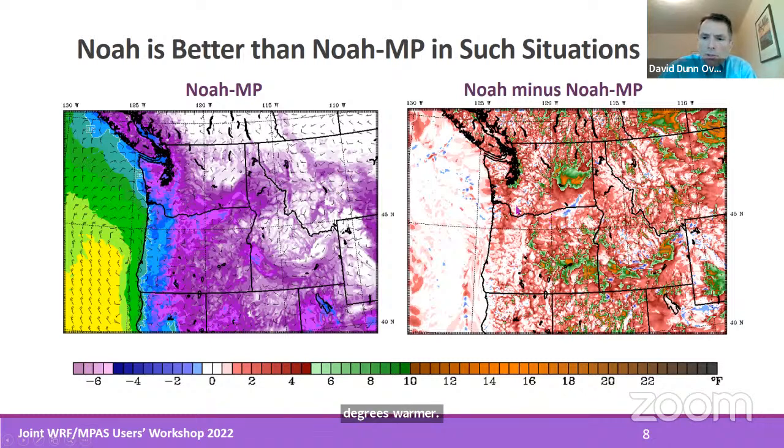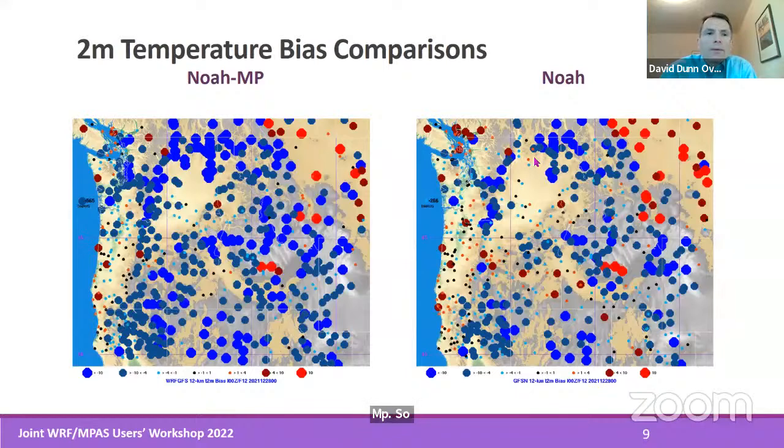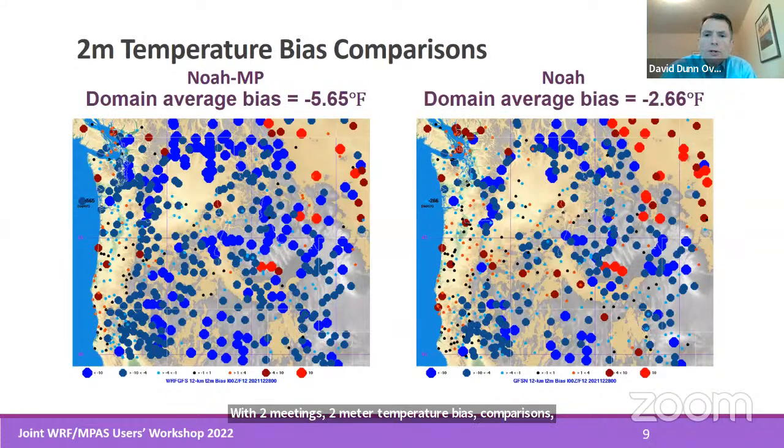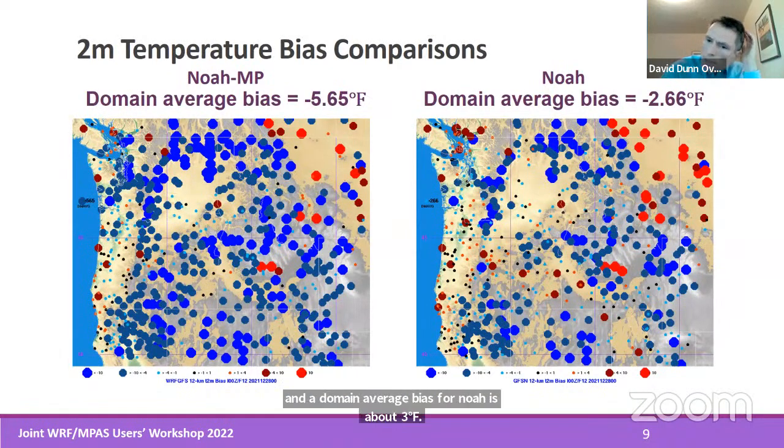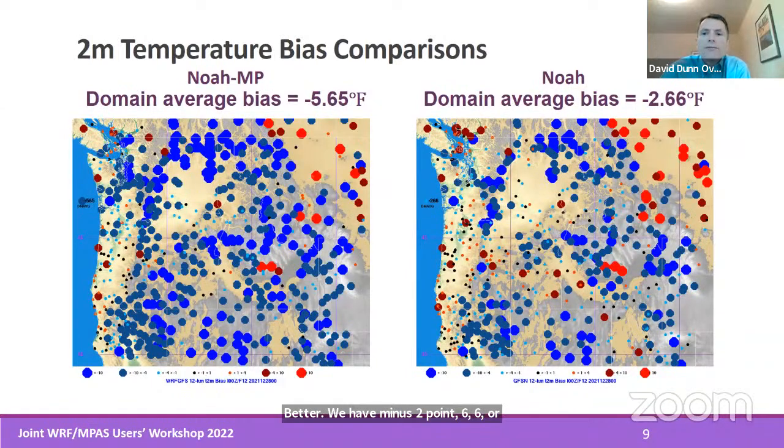Lots of greens in the Western Washington lowlands, but note that the Cascade Mountain Range, which runs through here, is mostly white, and actually there's not much difference between NOAA and NOAA MP. So verification is shown here again. This is the same plot we saw earlier for NOAA MP with 2 meter temperature bias comparisons. And the domain average bias for NOAA is about 3 degrees Fahrenheit better, with -2.66 for NOAA versus that -5.65 we saw for NOAA MP.